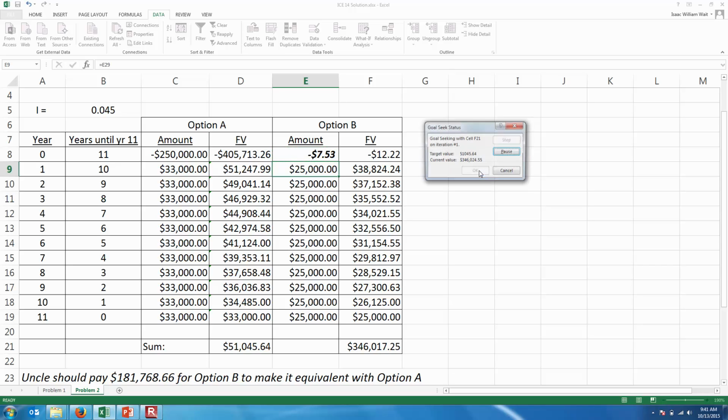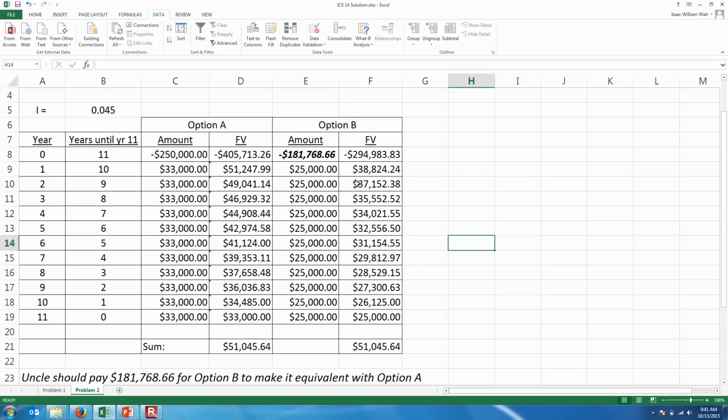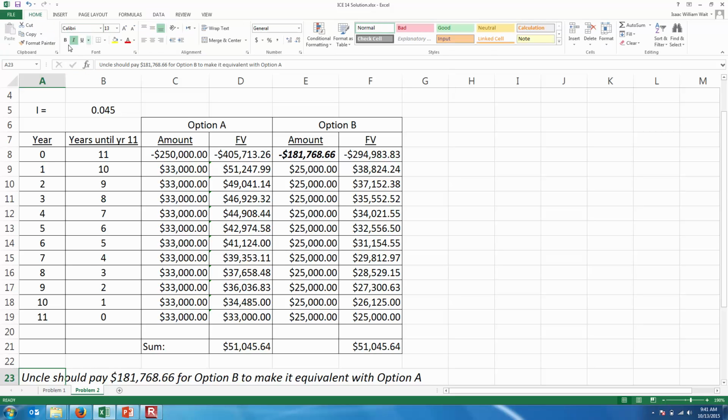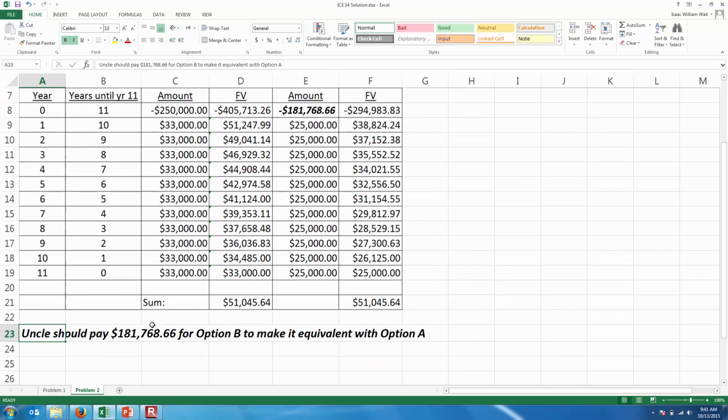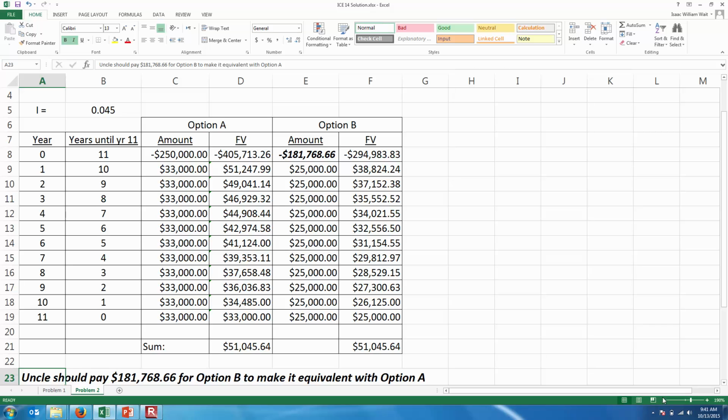So we click OK, and it starts playing around with lots of values until it finds the amount that makes these 2 future values equal. So then we say OK, and we have it keep the amount. In the answer, you should put here that, just having a spreadsheet doesn't answer the question. You have to know where is the answer on the spreadsheet. So you can see that I've written these words here. I've said the uncle should pay $181,768 for option B. So be sure to take that last final step and actually answer the question.